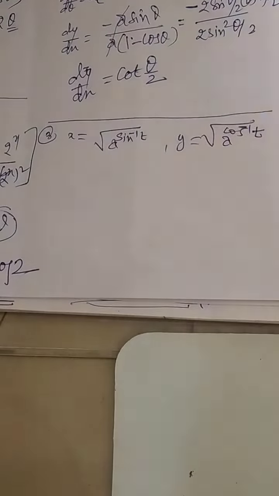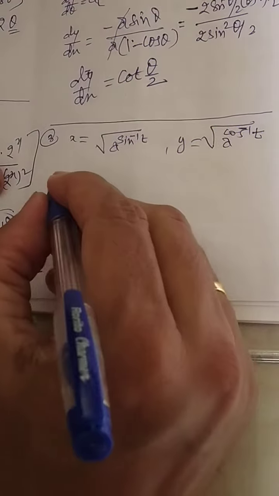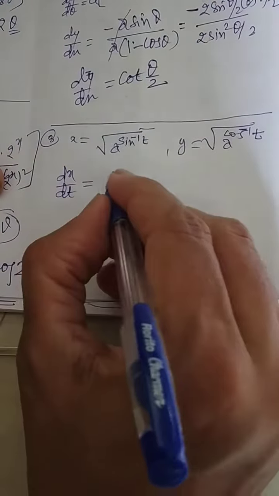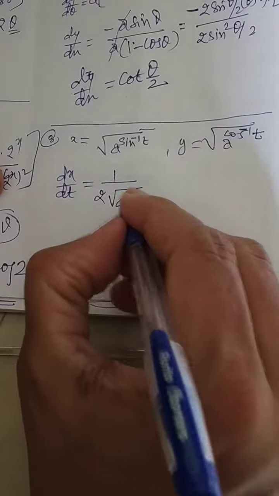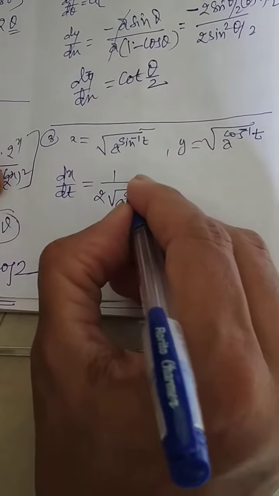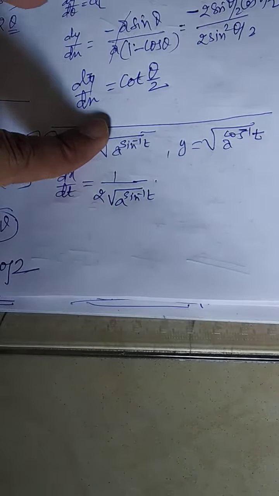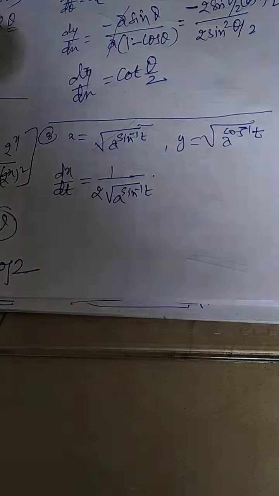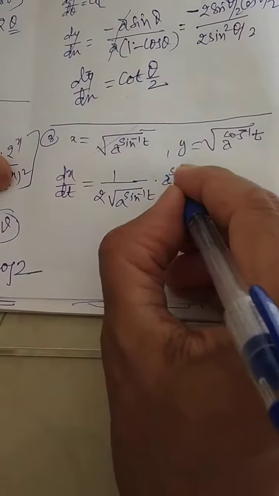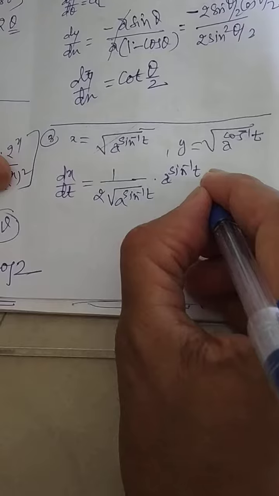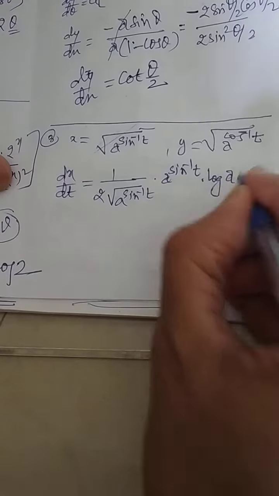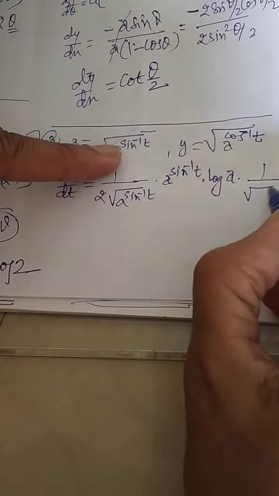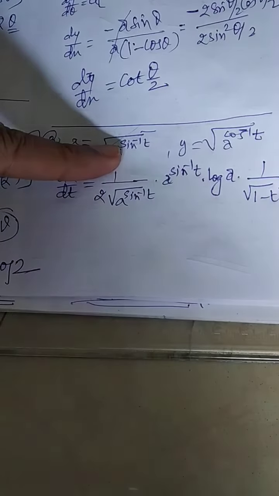Now x and y both are functions of t. Therefore dx by dt will be equal to, the root is the initial, so 1 upon 2 square root of a sin inverse of t. Root differentiation is over. Now a raised to power x, if the root is not there, then it is in the form of a raised to power x. So its answer will be a raised to power whatever it will be there into log of a. Now a is not there, sin inverse, so it will be 1 upon root under 1 minus t square.